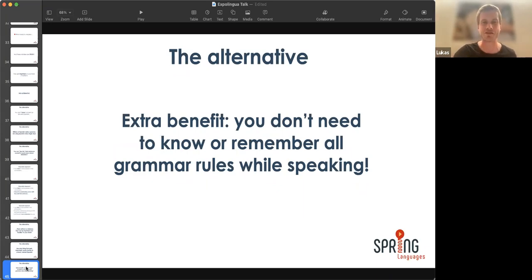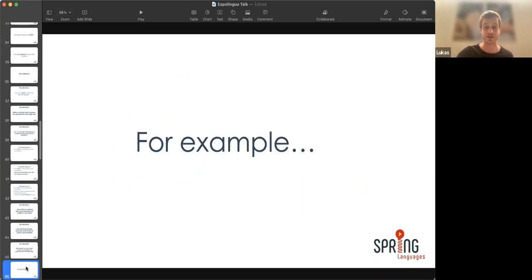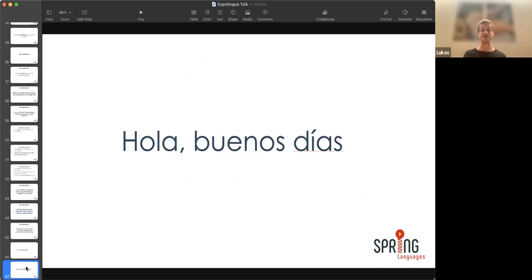And this was all a bit abstract. I'll give you some examples of what I mean with chunks and with listening to chunks, right? For example, hola, buenos días. This is a very easy one. I don't know what the level is of everyone here in the presentation or in the room. Hola, buenos días, very easy.